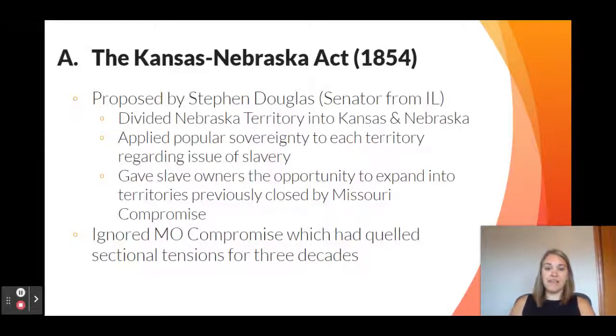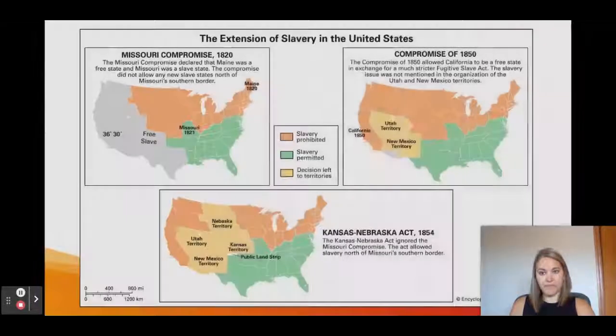So then comes the Kansas-Nebraska Act. This is going to be proposed by Stephen Douglas from Illinois. This kind of brings him into more of a national spotlight. And the proposal is that this large territory would be divided into Kansas and Nebraska, and that popular sovereignty would be used to determine whether they would be free or slave. And this would ignore the Missouri Compromise, because according to the Missouri Compromise, slavery would be prohibited in both of these territories. And so it brings those tensions back up in Congress.